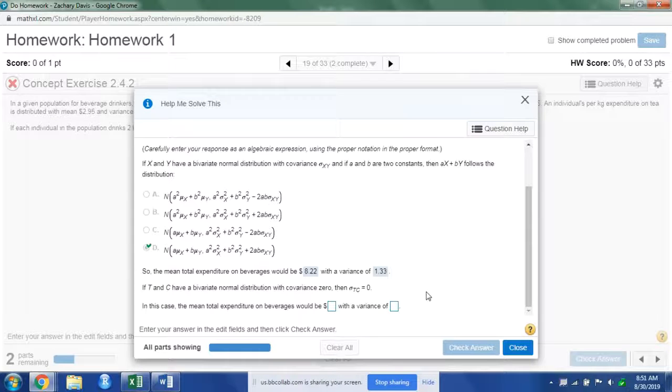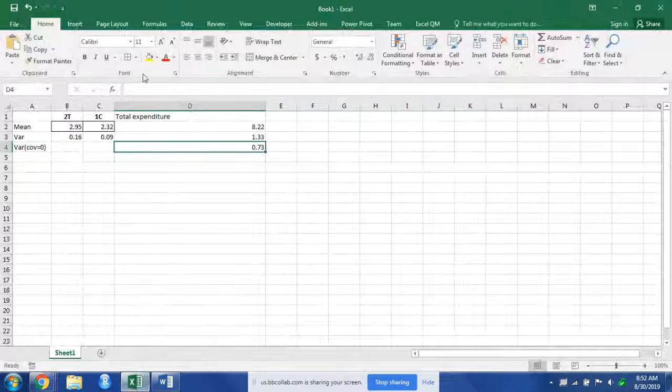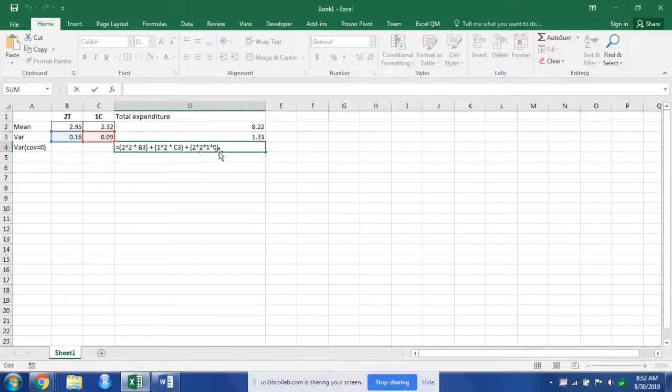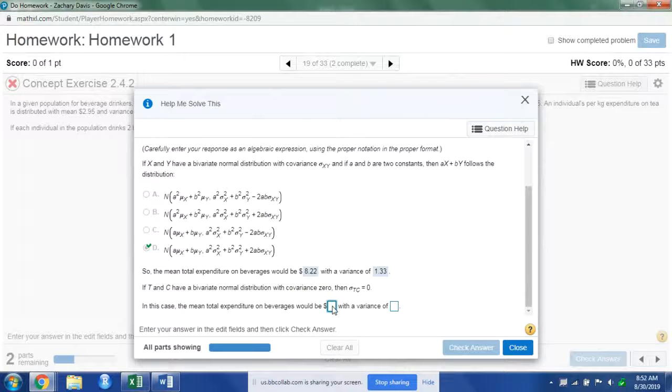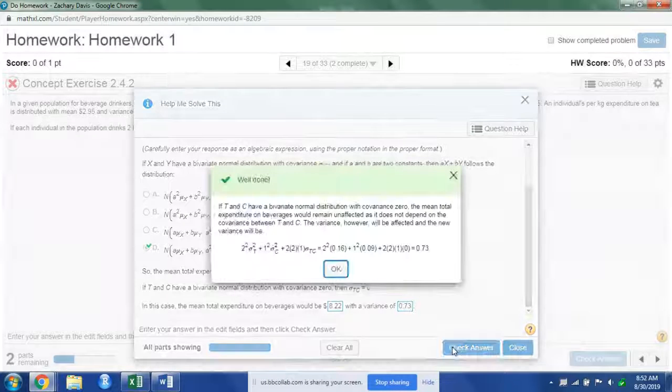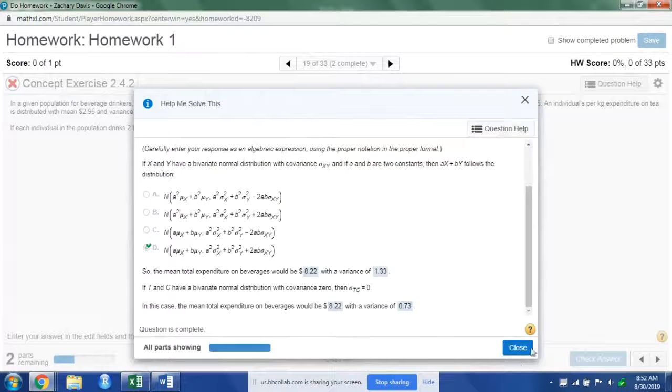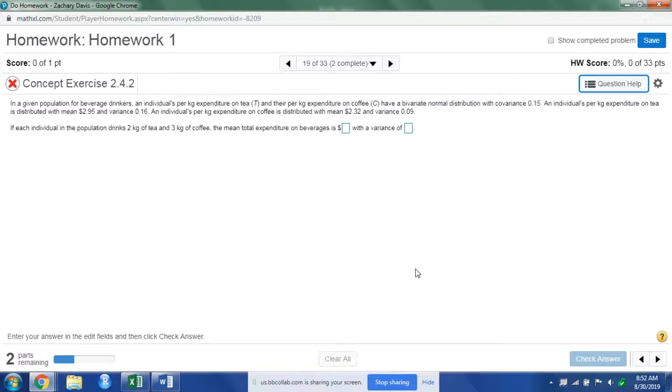So then it says, well, what if the covariance was 0? So all we have to do is replace in that formula where the covariance was 0.15 with a covariance of 0. The rest of the formula stays the same. When you evaluate that, you get 0.73. The mean will stay the same because covariance has no bearing on the mean. Okay. So that's the question help.